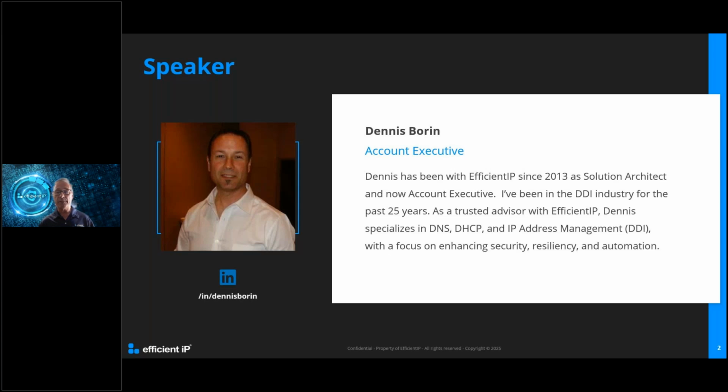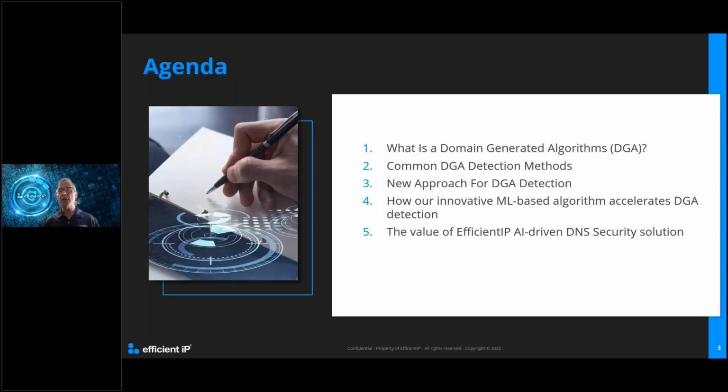For today's session, I'm going to discuss how artificial intelligence is used to detect domain-generated algorithms. We'll start with a quick overview of what domain-generated algorithms are, or better known as DGAs. We'll discuss common DGA detection methods. We'll look at some new approaches for DGA detection, how EfficientIP's innovative machine learning algorithms accelerate DGA detection, and finally, the value of EfficientIP's AI-driven DNS security solution.